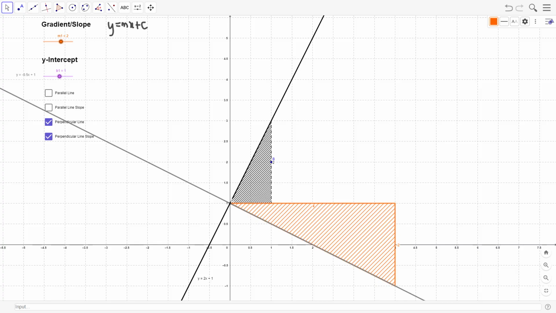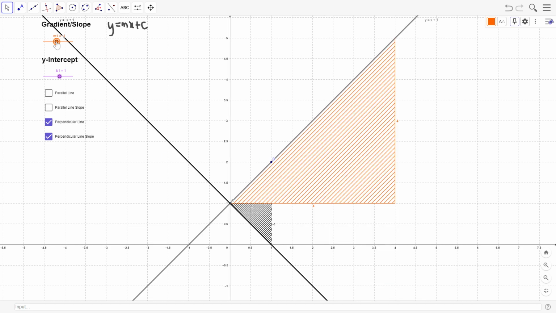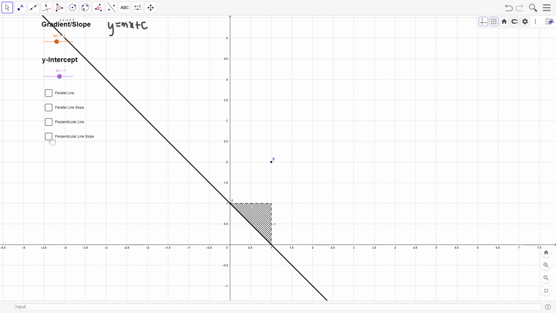So we need to try and find a relationship there. One line has a gradient of 2 and the line perpendicular to it has a gradient of negative, so the opposite sign, and then 1 over 2. Let's explore another one. Let's see if we can start spotting a pattern. So let me just take the perpendicular line and its slope away. So there we've got a line.